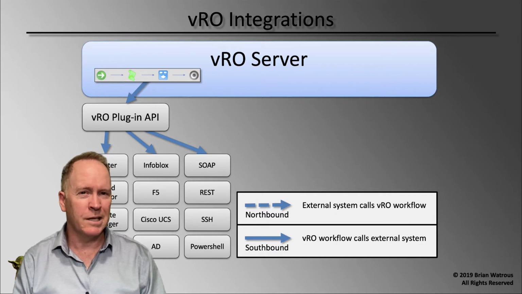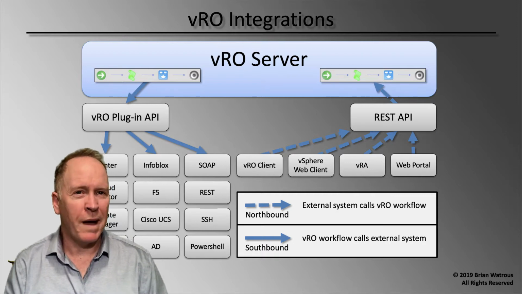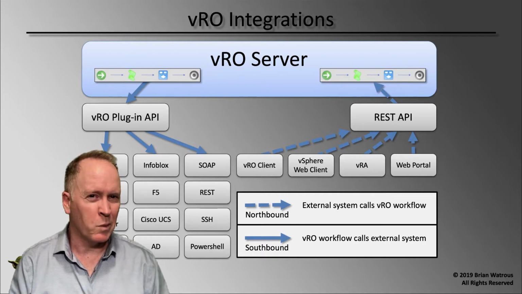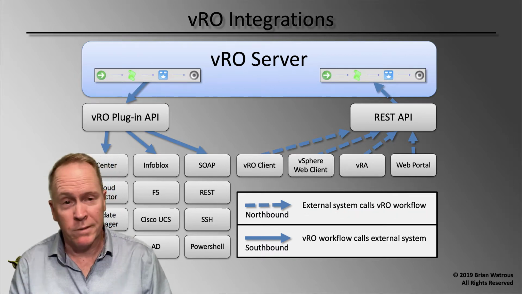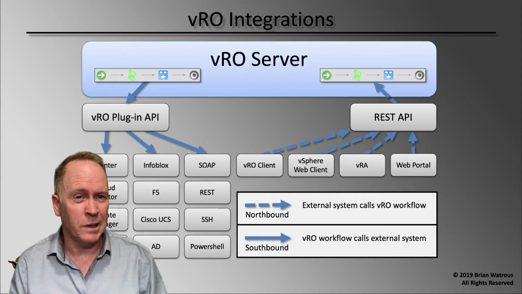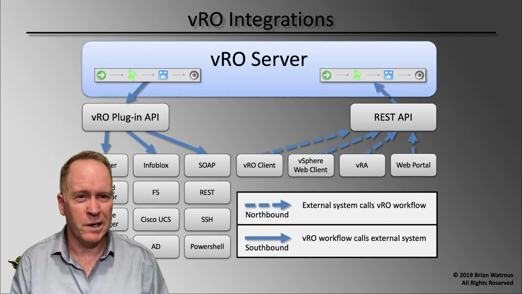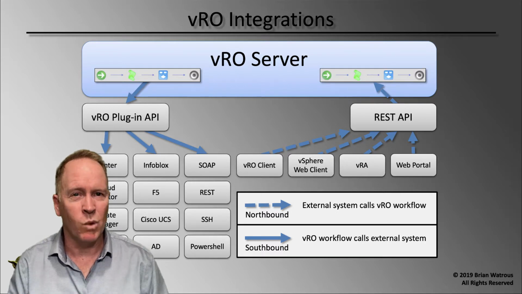Now here in this particular screenshot, I say that northbound is specifically about calling Orchestrator workflows. It's actually more than that. It's really external systems calling out to Orchestrator, maybe to run a workflow, maybe to cancel a workflow, or maybe to do something completely unrelated to workflows. There are lots of things that Orchestrator does other than running and monitoring and canceling workflows.